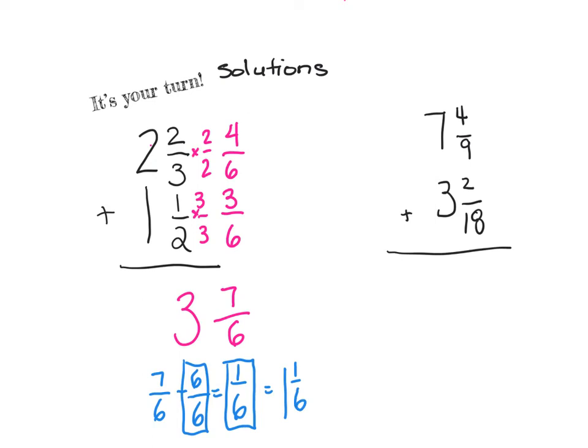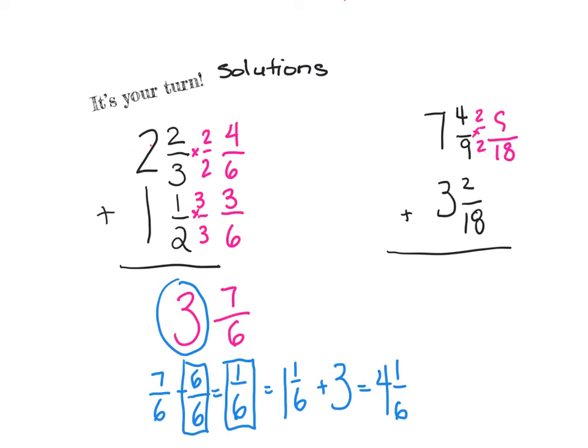And then we are going to add that to the 3. Okay, so plus 3, and that will equal 4 and 1/6. So that's your answer there. I wonder if you got that. All right, let's look at this problem. We've got 9ths and 18ths. We know 18 is a multiple of 9, so we're going to multiply the top and bottom here by 2.